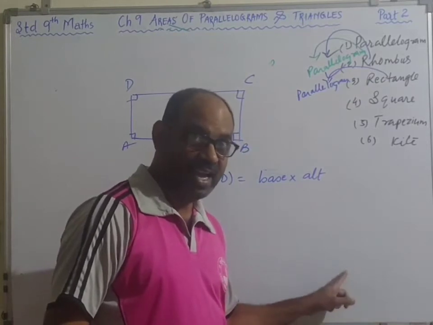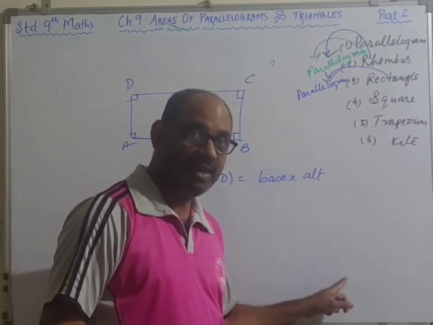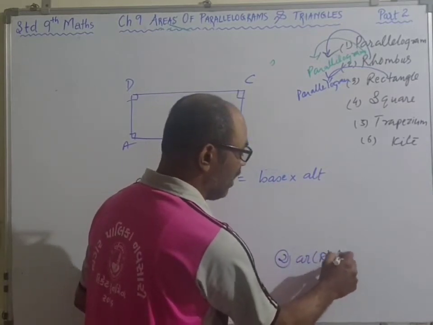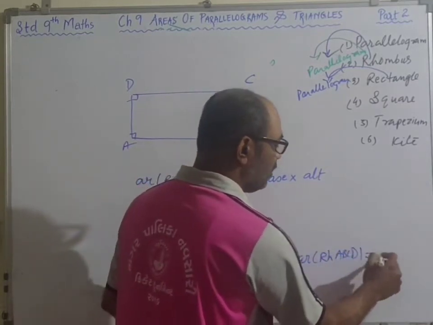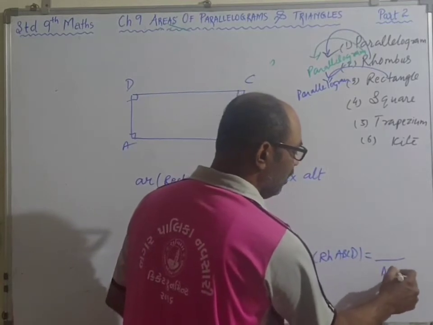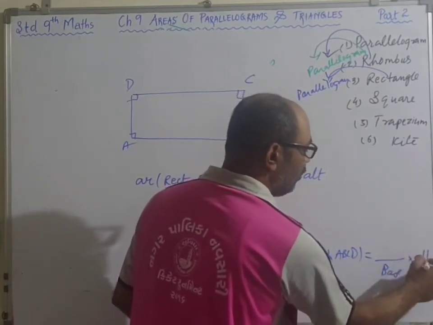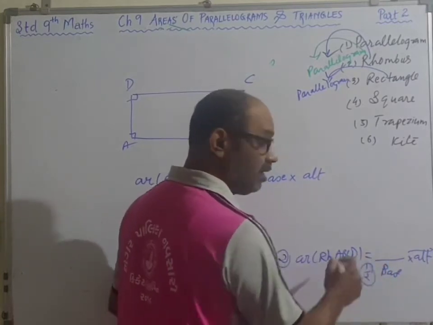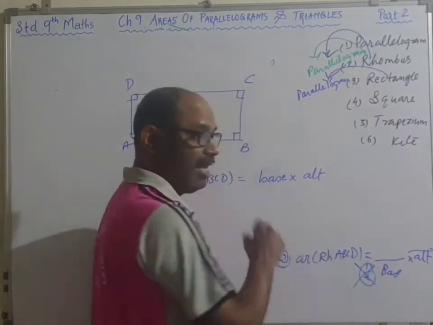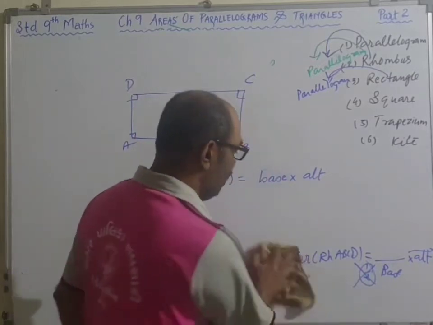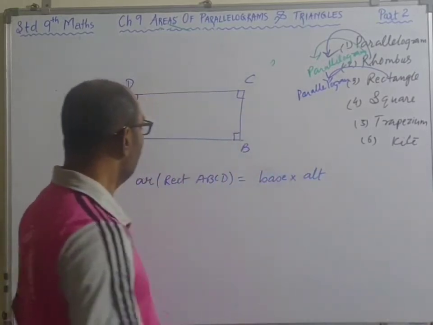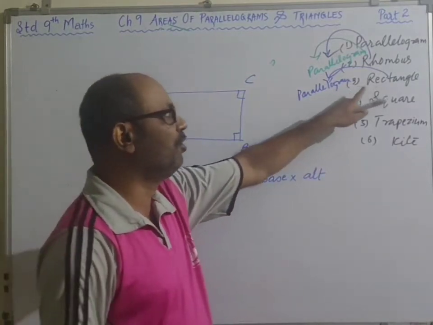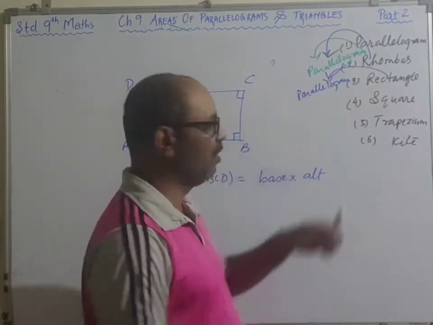पैरेललोग्राम में half नहीं आएगा. यदि मैंने वहां आगे half लिखा सेकंड फॉर्मूला में, area of rhombus ABCD is just base into altitude. So यहां half गलती से लिखा हो तो वो नहीं आएगा. ऑलराइट, चलिए. Now see, area of rectangle also would be base into altitude. क्योंकि rectangle is a parallelogram.